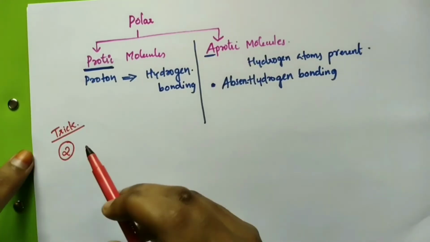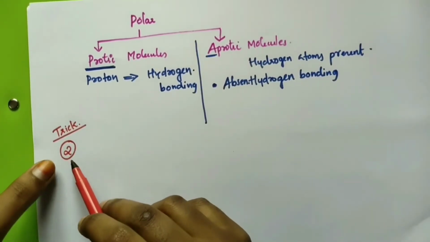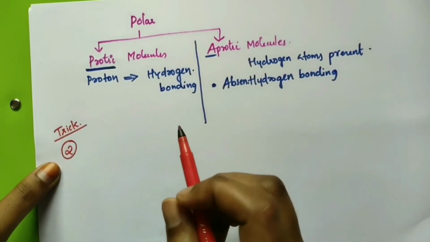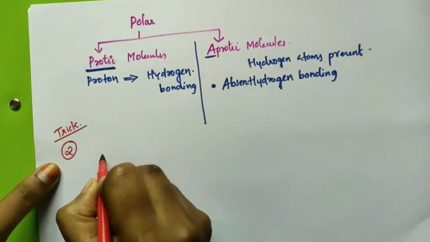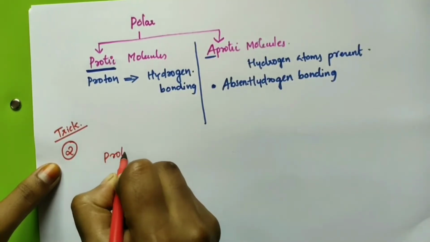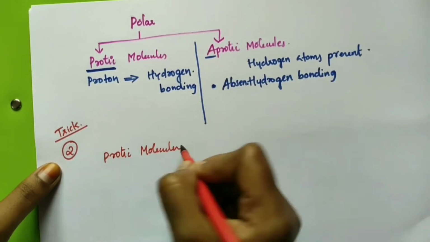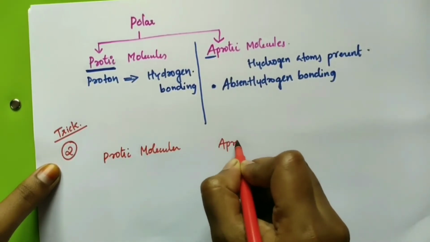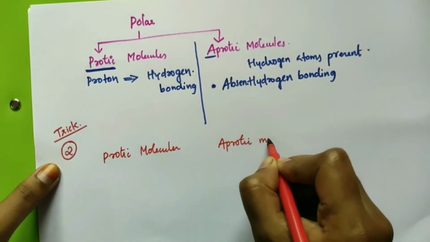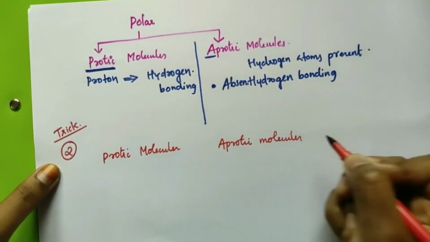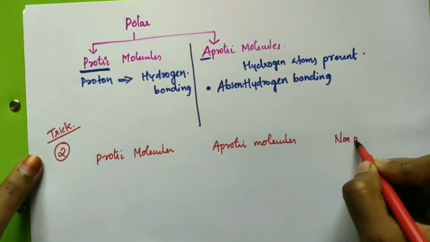Now it is time for trick number 2. Here I am going to classify the molecules as protic molecules, aprotic molecules, and non-polar molecules.